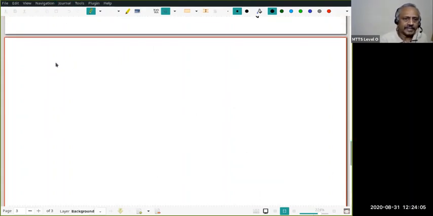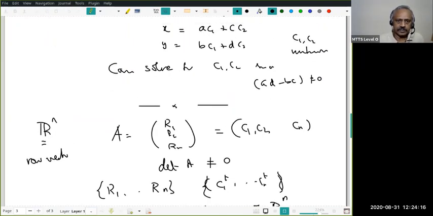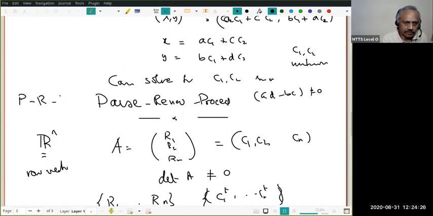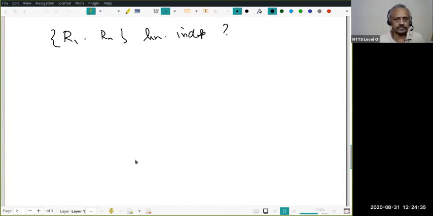So why is this set, let us say R1 to Rn, linearly independent? I want to check why it is linearly independent. I'm sorry, I should have given this as a pause and review. Proceed. If you are not done, please go back and understand the 2 by 2 case first, then come to the 3 by 3 case, and then come to this.